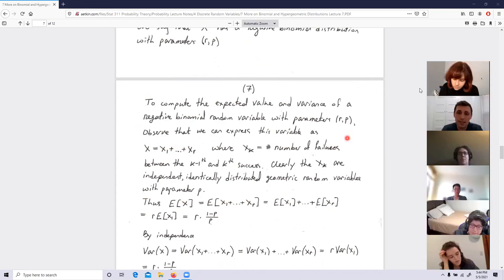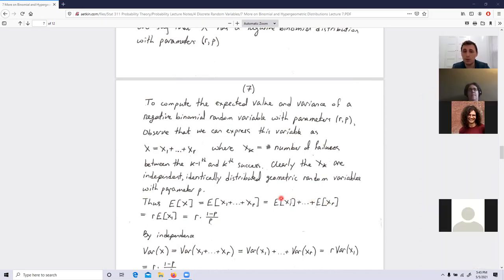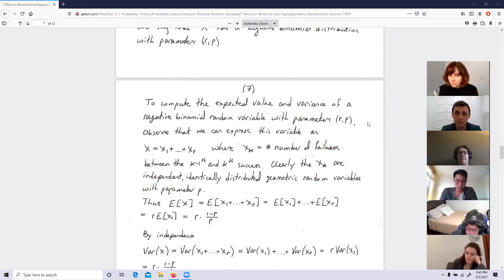Now, each of those is distributed exactly like the geometric. Remember, geometric is just a special version of the negative binomial. Geometric random variable is the number of failures before one success. Are you with me? So geometric is a sub-distribution of this more general distribution. So here it's just a sum of identically distributed geometric random variables. So the expected value is R multiplied by the expected value of X1.